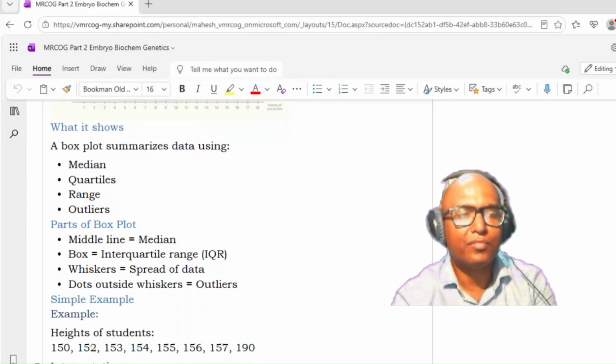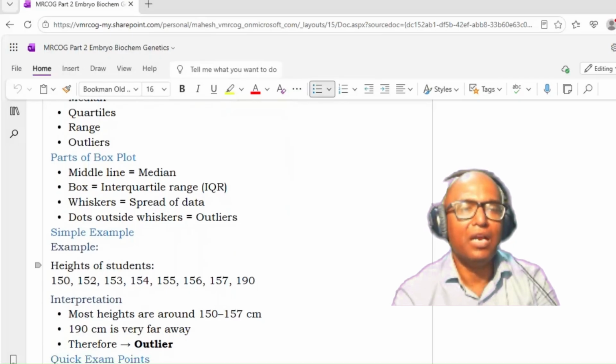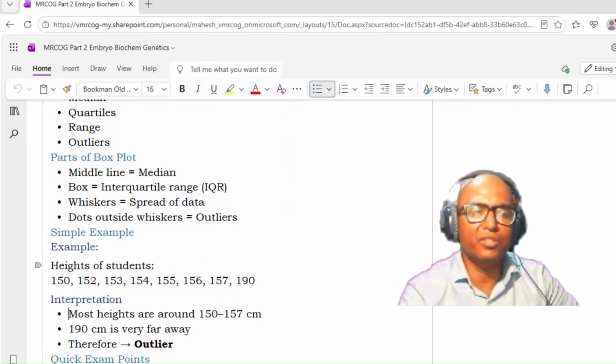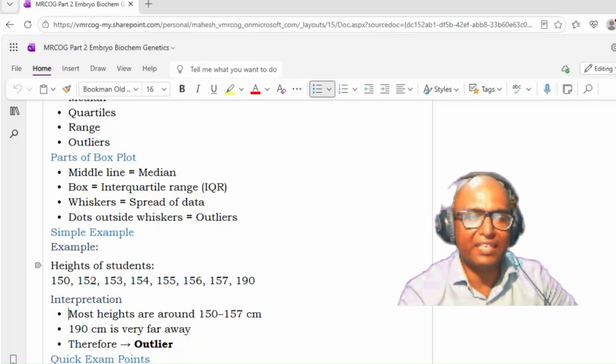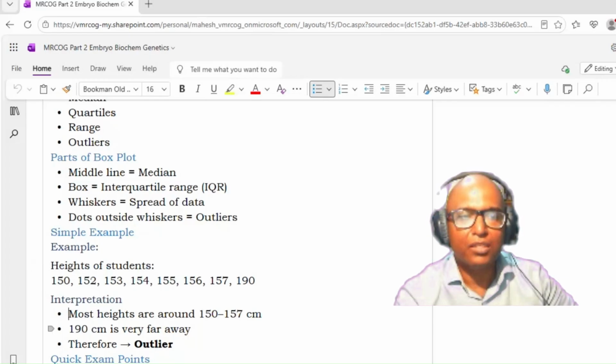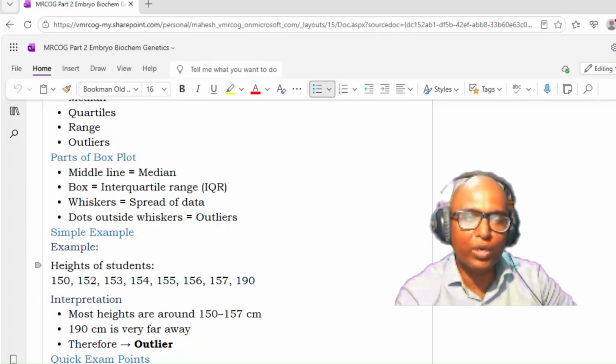Here is the example. Height of the students: 150, 152, 153, and so on up to 190. Now we arrange the data in an orderly manner. Most heights are around 150 to 157 centimeters. So 190 centimeters is far away, therefore this 190 is actually the outlier. Maximum students have a height between 150 and 157, but there is only one which is 190. So that becomes the outlier.